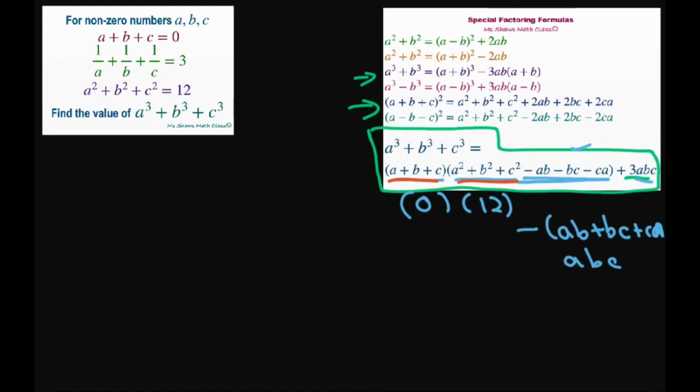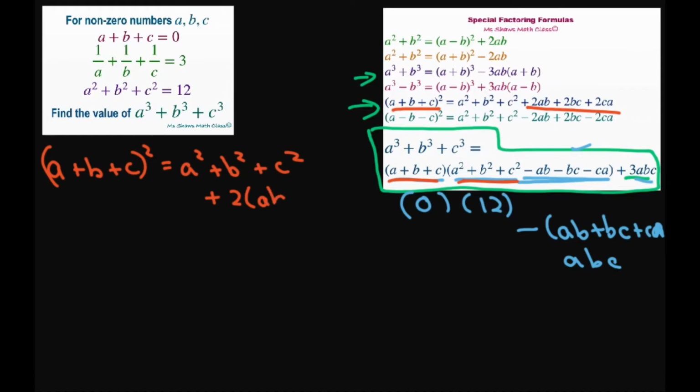We know the formula for a plus b plus c squared. So that's what I'm going to write. So that's going to be a plus b plus c squared equals a squared plus b squared plus c squared. And then what I'm going to do is factor out a 2, so that's going to be plus 2 times ab plus bc plus ca.